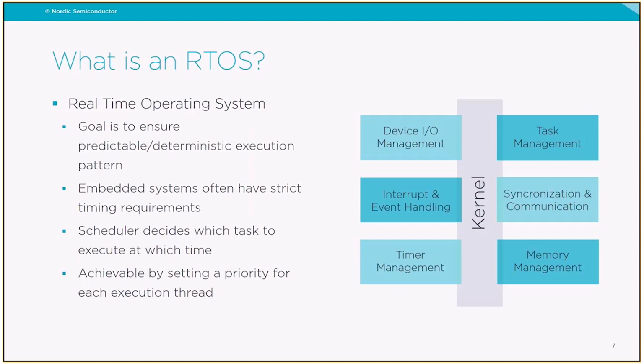Embedded systems often have strict timing requirements, so you need to get tasks done after a certain amount of time. The way you achieve this is that the scheduler decides which task to execute at which time based on setting priorities of different tasks. So each execution thread is set a priority. I won't go into too much detail here, but you can see the Zephyr kernel here.